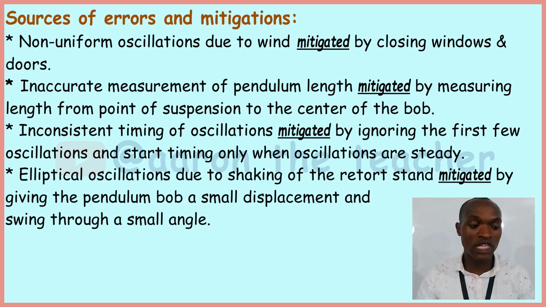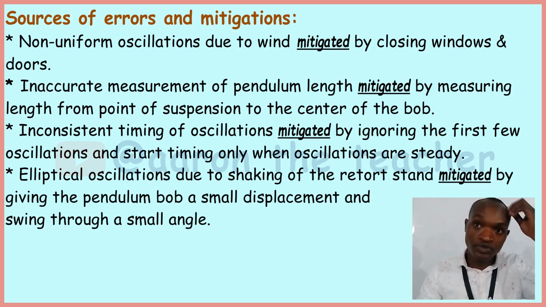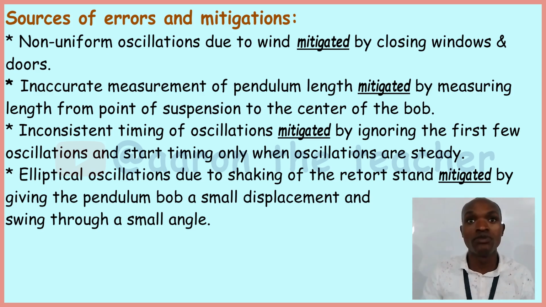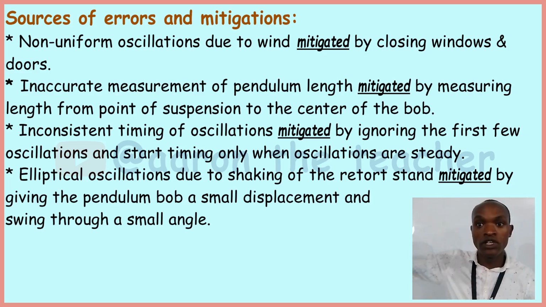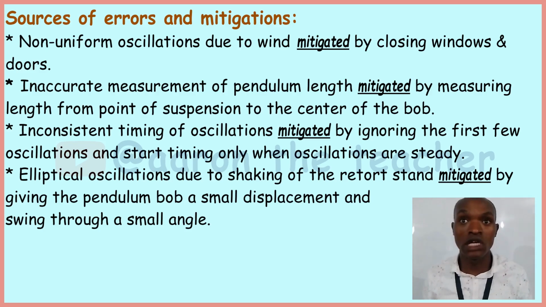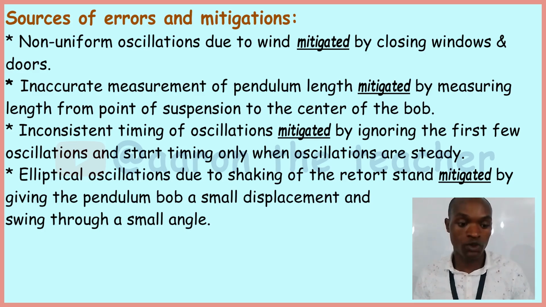And also the elliptical oscillations due to shaking of the retort stand. Perhaps the retort stand was shaking, so it makes the pendulum go in an elliptical form, in the form of an egg or an oval. Such oscillation is not considered a perfect one.